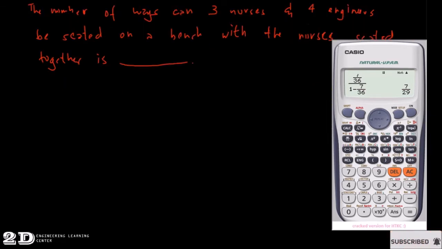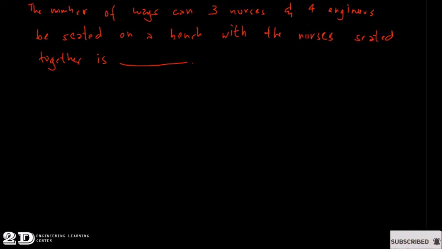Okay, next. So we have the number of ways can 3 nurses and 4 engineers be seated on a bench with the nurses seated together? Okay, so the nurses are seated together. So we have a solution.